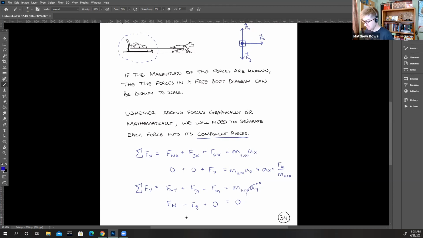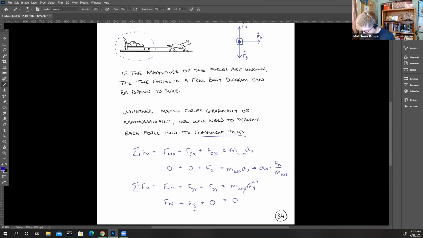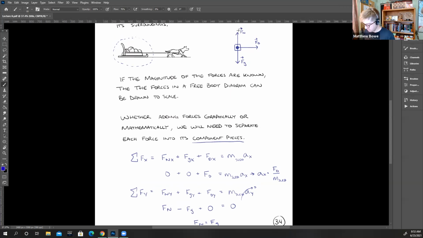Ultimately, this is how we can separate these two components. In this specific case, we see that the normal force is equal to the force due to gravity. And that makes sense because they're equal and opposite, and the sled isn't moving vertically up or down. It's stationary on top of the ice, in the vertical direction.